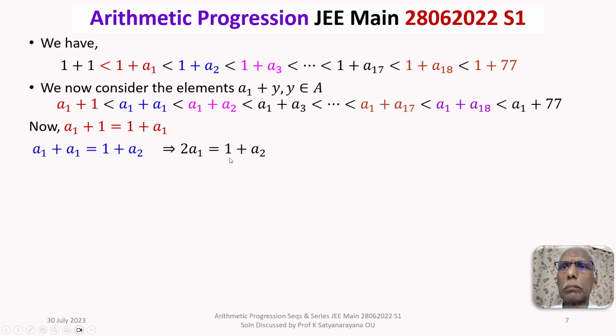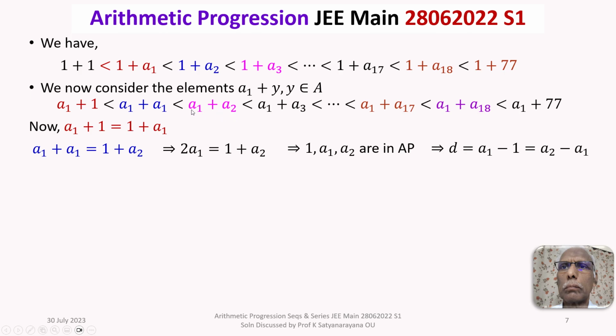So that means 1, A1, A2 are in AP. This means the common difference is A1 minus 1, second term minus first term, which is equal to A2 minus A1. Agreed.